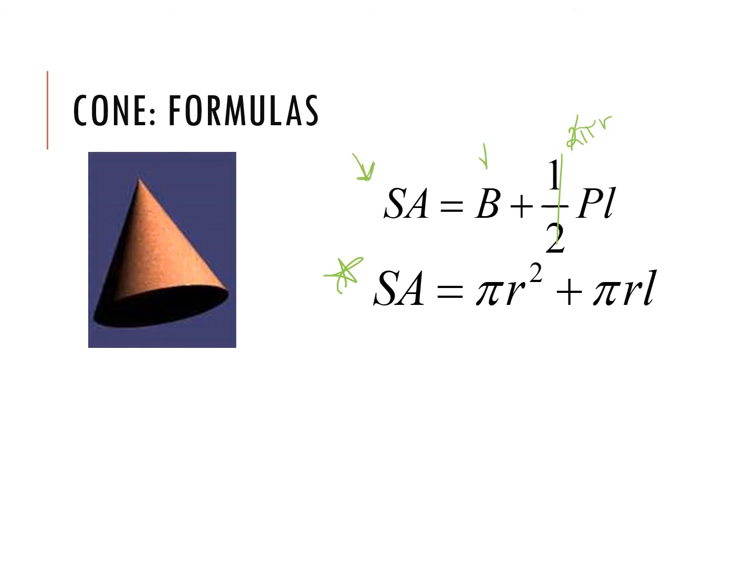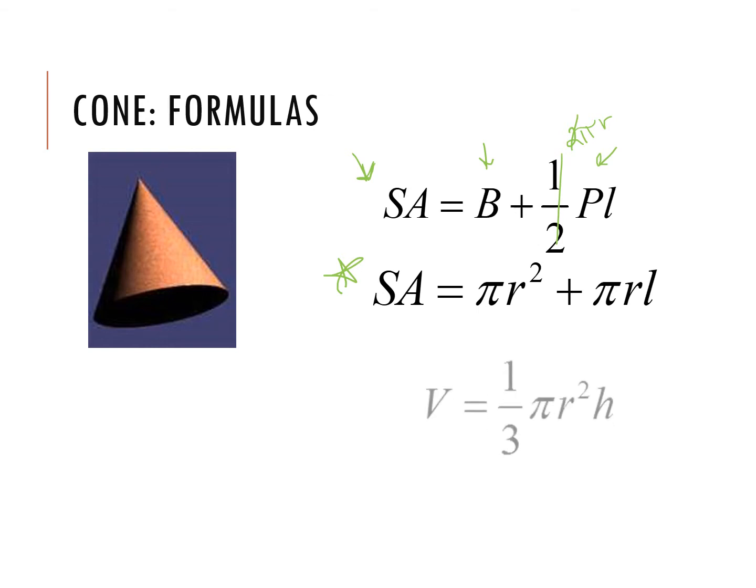But again, the base and the perimeter are going to be the area of a circle and the circumference of a circle every single time when we deal with cones. So instead of using big B and P, I like to write down just pi r squared and pi r right off the bat, because every single time we're dealing with a cone, the base is a circle.